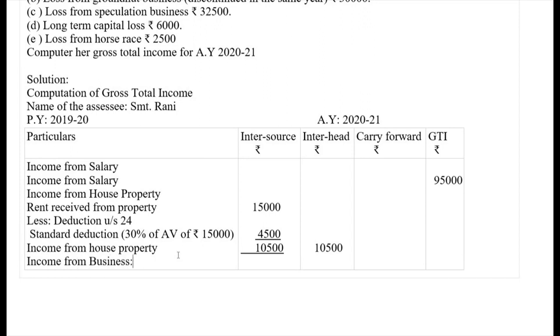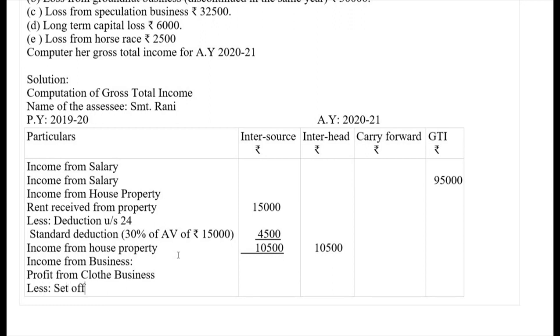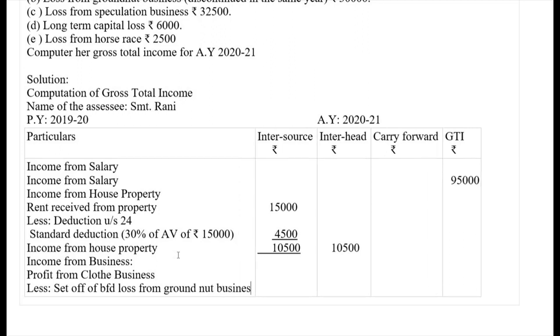Then income from business. So now we have profit from cloth business. Profit from cloth business less set off of brought forward loss from groundnut business, and we can also adjust set off of brought forward loss from cloth business.